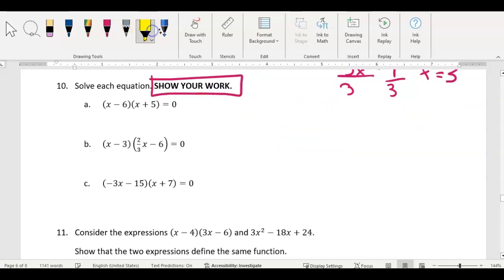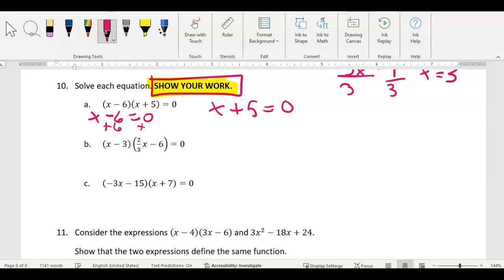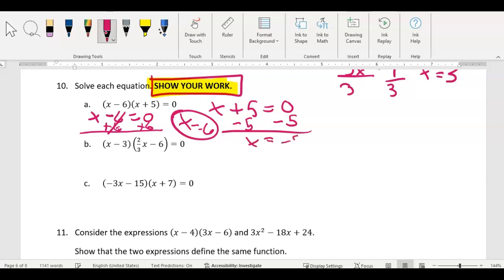Number 10, this is important. Show your work. I really need you to get into the habit of doing this because they're about to get more complicated, and it's really important you show each step of your work. So I'm going to set each equation, x minus 6 equals 0, and x plus 5 equals 0. Using inverse operations, I'm going to add 6 to both sides. Negative 6 plus 6 is 0, so we get x equals 6 for the first one. I'm going to subtract 5 from both sides, and so x equals negative 5 for the second one.